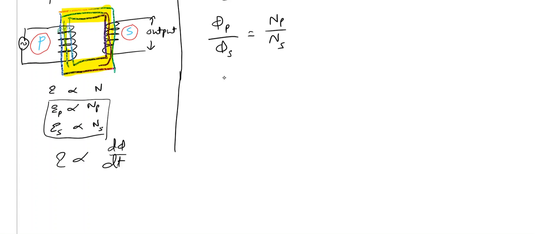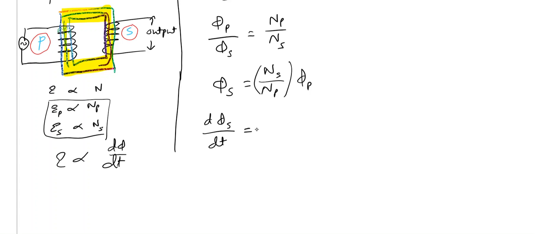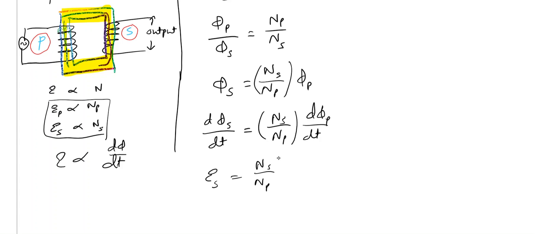So this equation, if I rearrange, phi S is NS by NP into phi P. Differentiating both sides, d phi S by dt is equal to NS by NP into d phi P by dt. That is, the voltage across the secondary coil is NS by NP into the voltage across the primary coil. Look at the equation. Very important equation.